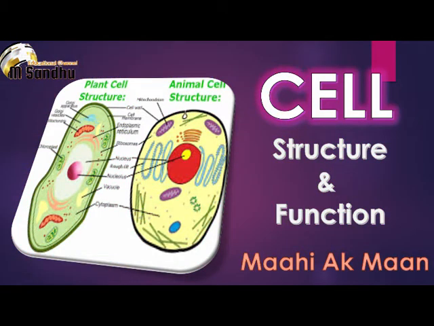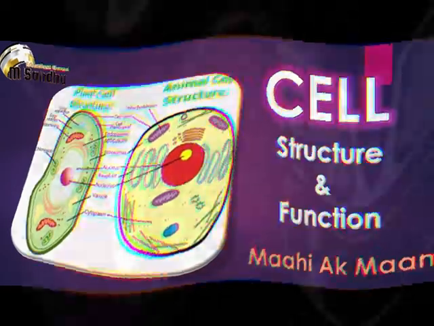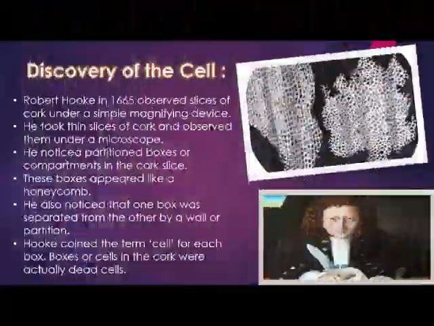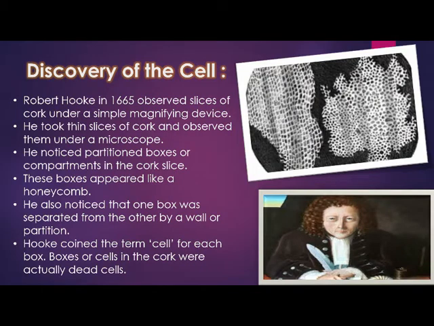Before coming to the topic of what a cell is, let me tell you a short story about who discovered the cell and how. Robert Hooke in 1665 observed slices of cork under a simple magnifying device. Cork is a part of the bark of a tree. He took thin slices of cork and observed them under a microscope. He noticed boxes or compartments in the cork slice. These boxes appeared like a honeycomb.